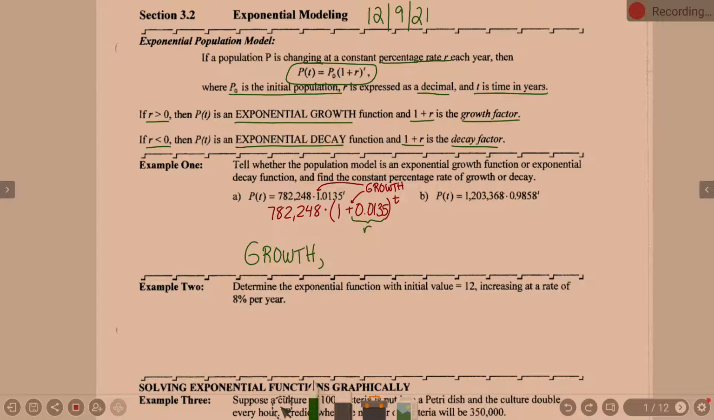Except what is that as a percent? 1.35%? Because how do I go from a decimal form to a percent form? To go from a decimal to a percent, you move the decimal 2 places to the right, which makes it 1.35%. Does that sound familiar? Questions there?